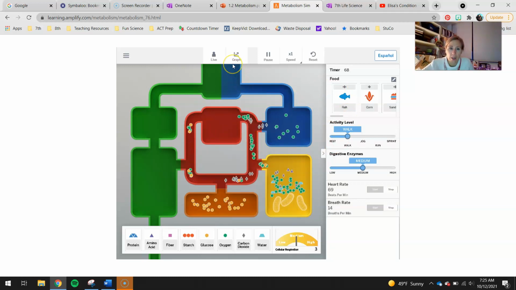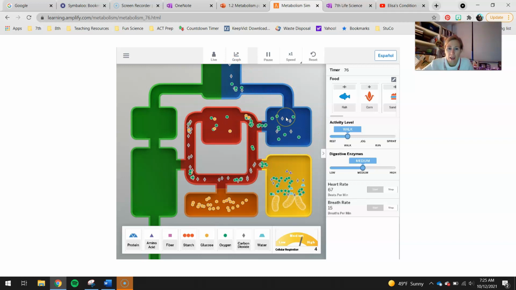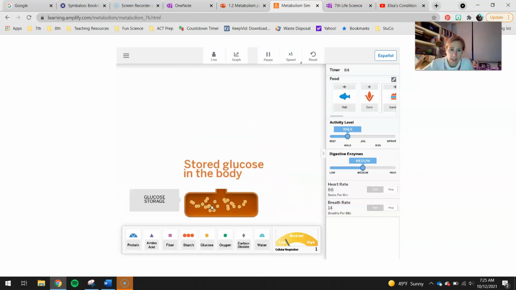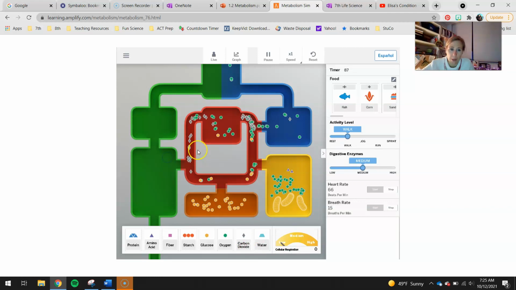All right, I'm going to watch air come in right here, meaning this must be our respiratory side. So this must be our trachea into our lungs, okay? And then into our bloodstream is the red part here. And then you guys can also click on these and see this is glucose storage in the body.